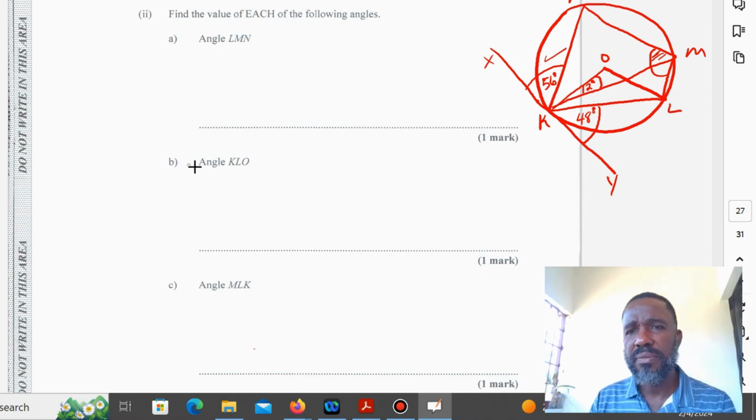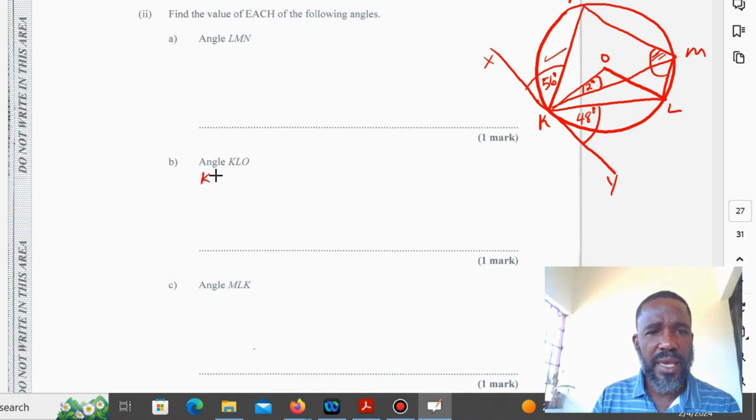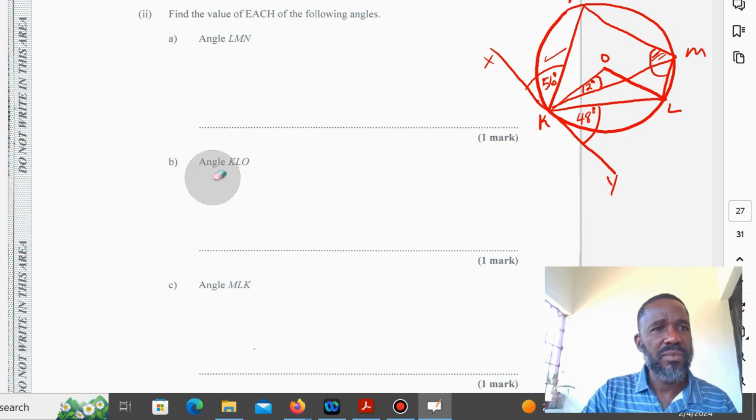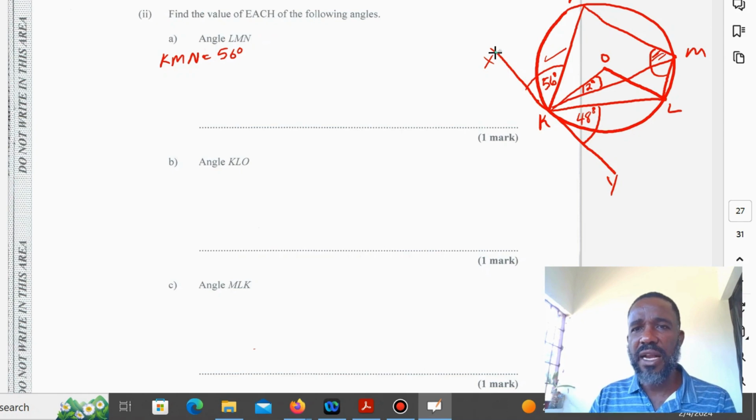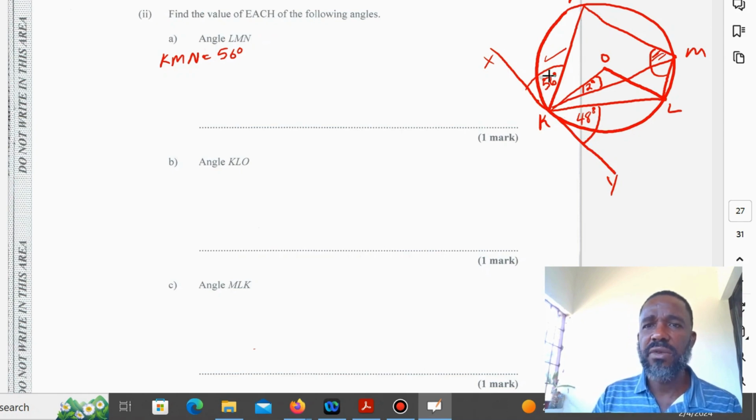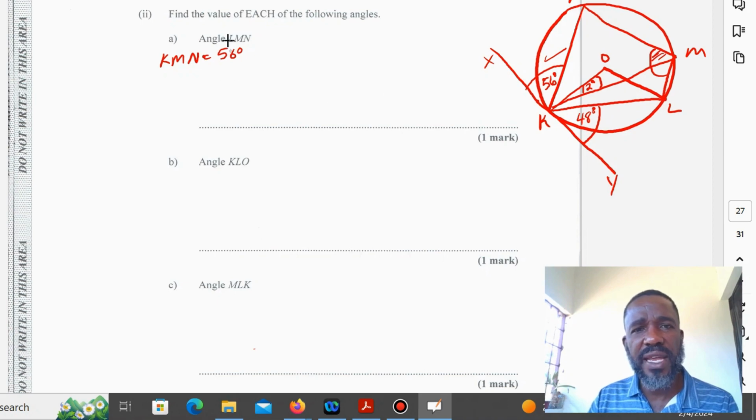So we know that KMN is equal to 56 degrees. Again, why? Because the angle between the tangent and the chord is equal to the angle in the alternate segment subtended from that same chord. Okay. And then remember we want to find LMN, so we want to find all of this big angle here.